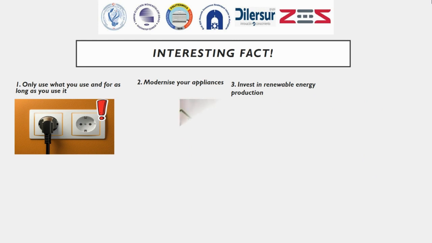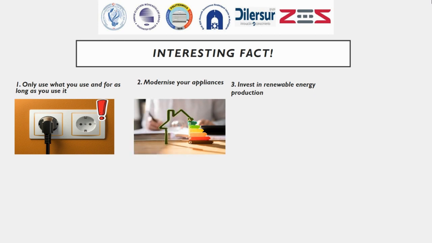2. Modernize your appliances. This is a more expensive solution, but in the medium term it is worth replacing old, energy-intensive appliances with energy-saving ones. Of course, avoid unnecessary overspending by calculating whether it's worth replacing your old B, D, or even F-rated fridge or washing machine with an A or A+ rated one.